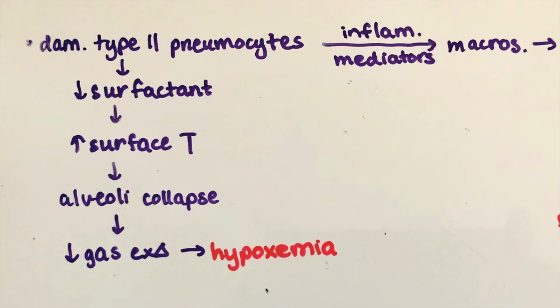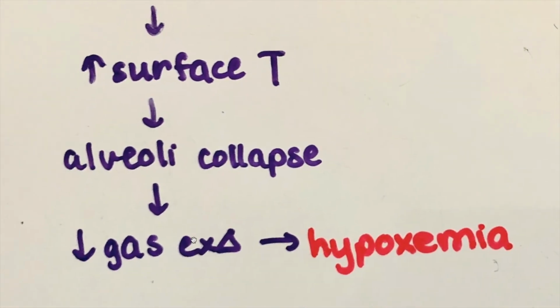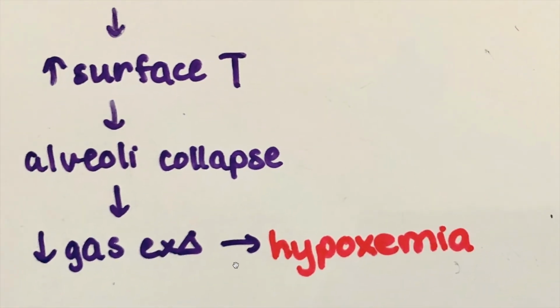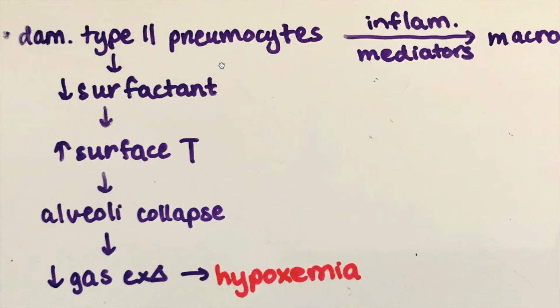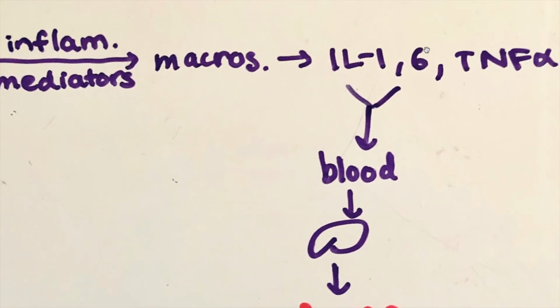So now I'm going to discuss in more detail the mechanism by which coronavirus causes damage to the human body. After binding to the ACE2 receptor in the lungs, it damages the type 2 pneumocytes, which then leads to a decrease in surfactant because, as you may know already, the type 2 pneumocytes of the lungs produce surfactant in order to decrease surface tension. If there's a decrease in surfactant, then there will be an increase in surface tension, which leads to alveolar collapse and decrease in gas exchange, leading to hypoxemia.